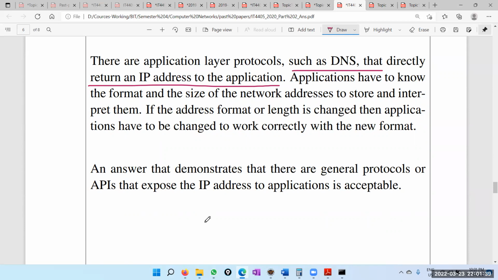Okay, but the reality is yes, some applications will use the IP address, but if you take something like web services or web applications, we don't expose the IP address. Rather, we hide the IP address by using domain name translation. Right? So you have to explain something similar to that. Okay.